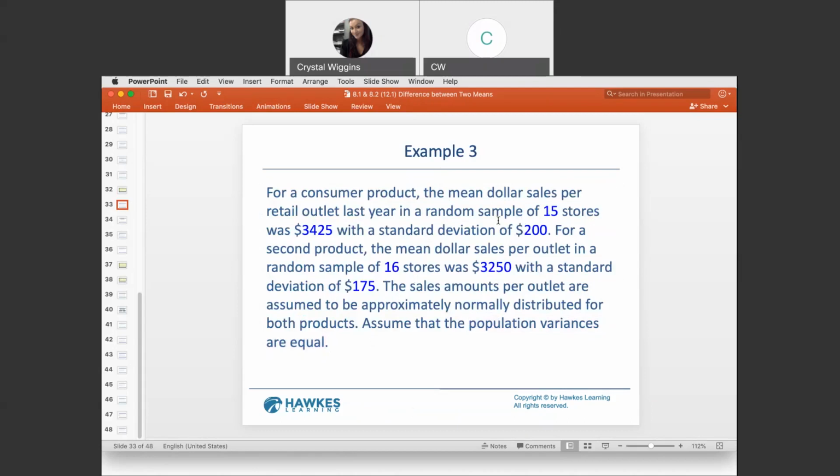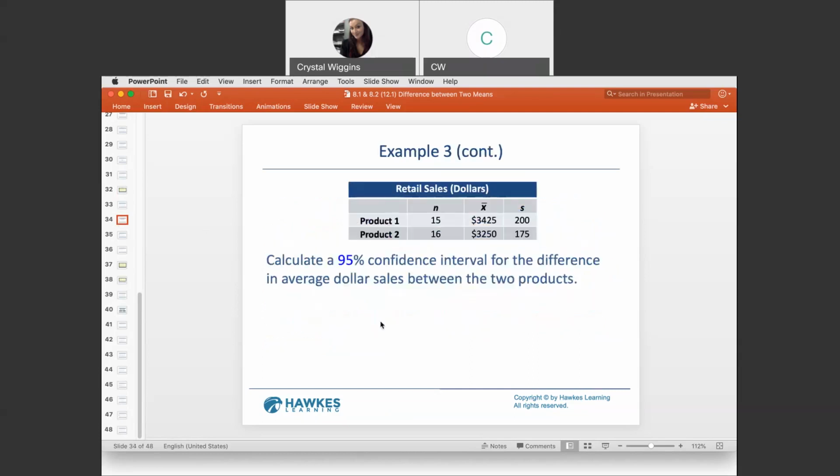You need to label the first population: sample size of 15, mean X bar, S, sample standard deviation. Second population or second sample, n is equal to 16, X bar is 3,250 with a sample standard deviation S of 175. Our approximately normally distributed allows us to not care that the sample sizes are really small, and our population variances are approximately equal.